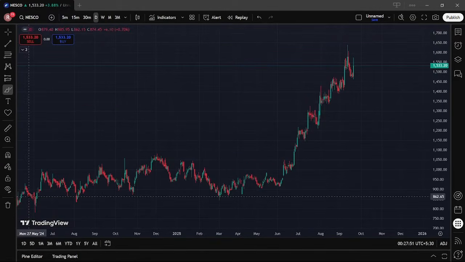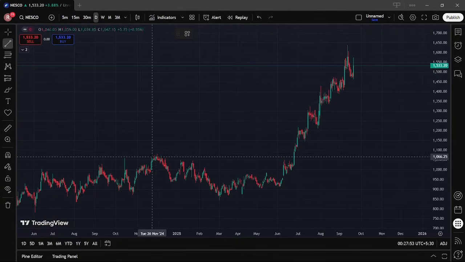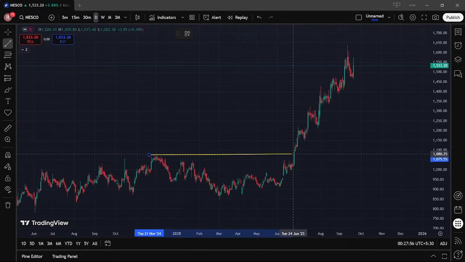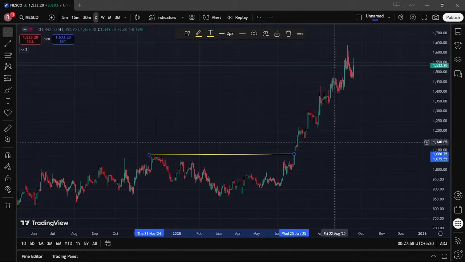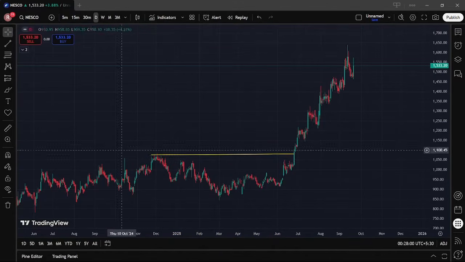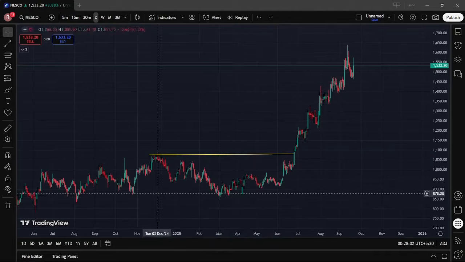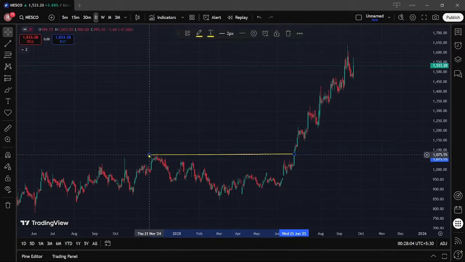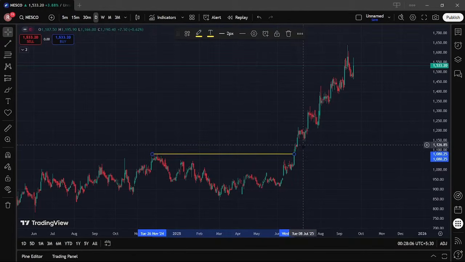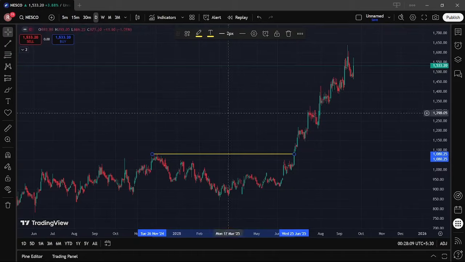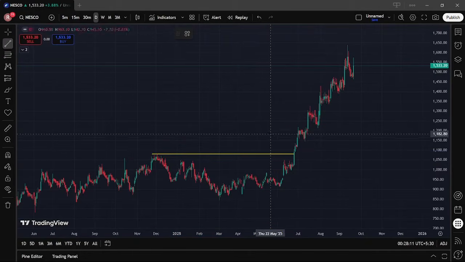Now let's have a view on this specific pattern. Now when we see it consolidated for a few weeks and it gave a return, that is where I would see a good entry point.